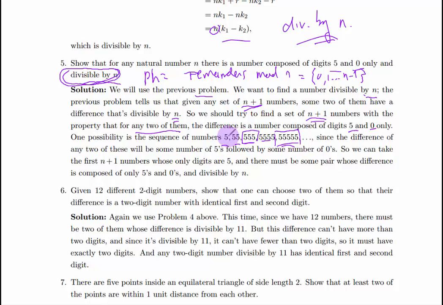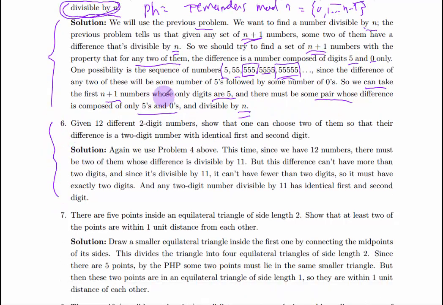Okay, so what does that mean? I can clearly get as many numbers as I want that have this form, and the difference between any 2 of them will have only 5s and 0s. So I could take the first n plus 1 of these. As he says here, we can take the first n plus 1 numbers whose only digits are 5. There must be some pair whose difference is composed of only 5s and 0s and divisible by n. Okay, so in this case, the difficulty was to find the pigeons. The pigeonholes were very clear.